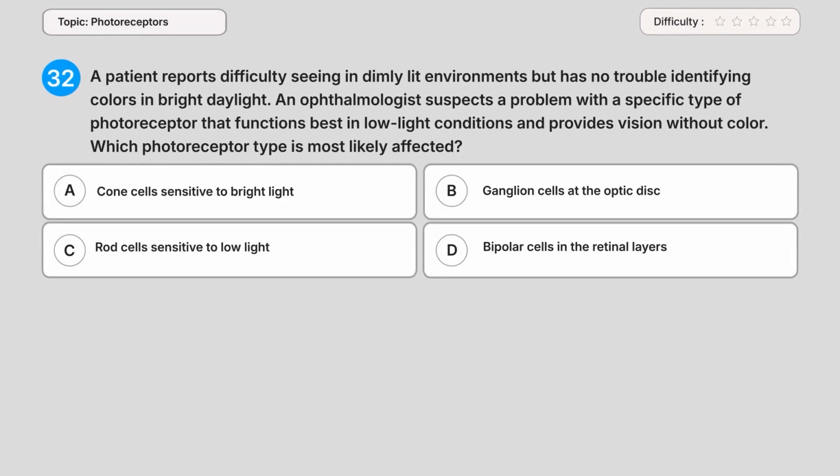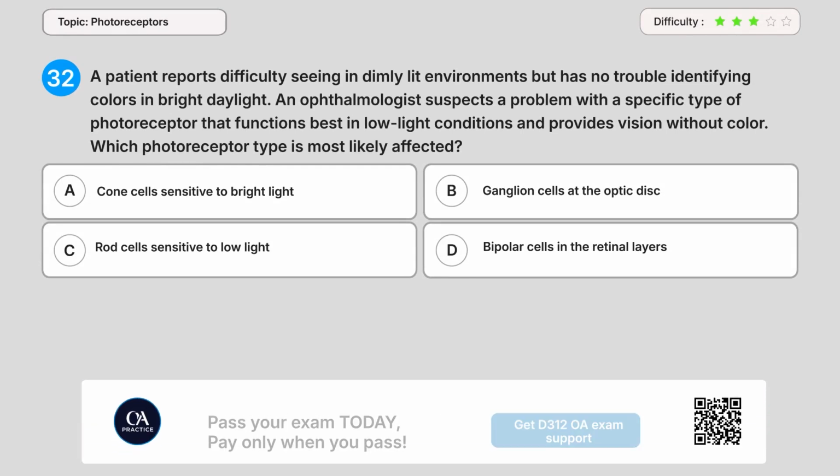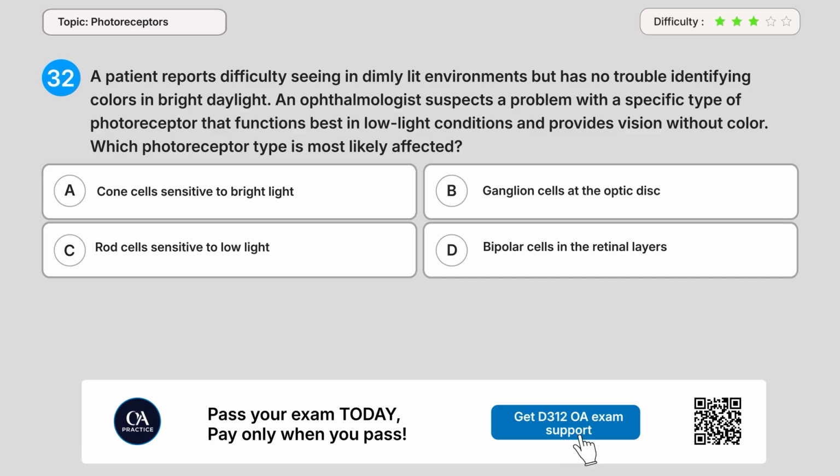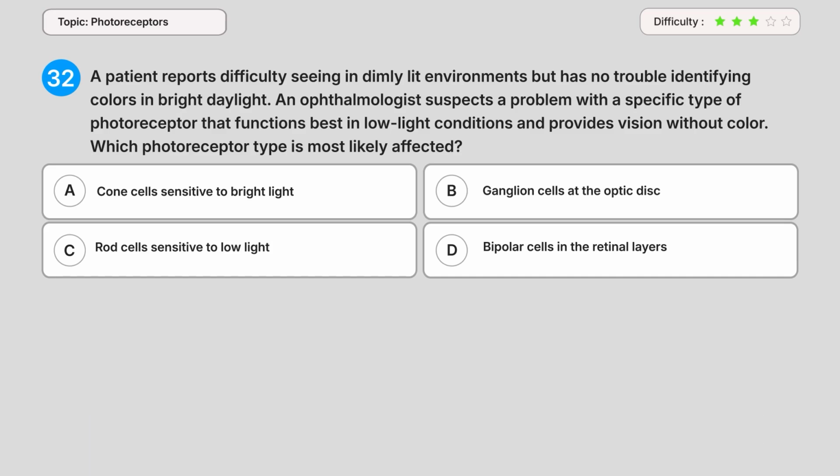32. A patient reports difficulty seeing in dimly lit environments but has no trouble identifying colours in bright daylight. An ophthalmologist suspects a problem with a specific type of photoreceptor that functions best in low-light conditions and provides vision without colour. Which photoreceptor type is most likely affected?